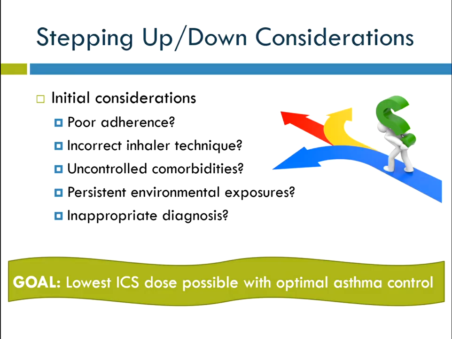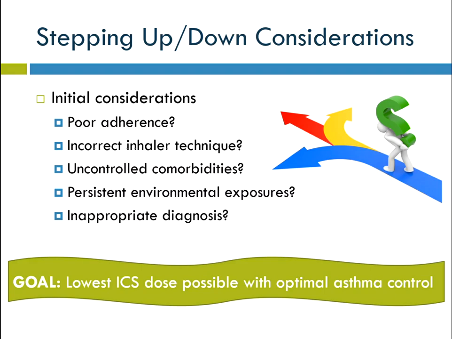The goal is always the lowest ICS dose for the most optimal asthma control. Why do we want the ICS dose to be as low as possible? What was the concern we had with ICS? Thrush. Okay. What else? So we are concerned about the HPA axis suppression, but what was the other? Osteoporosis. Yeah. Okay, so as much as we can, we want to decrease the ICS dose.